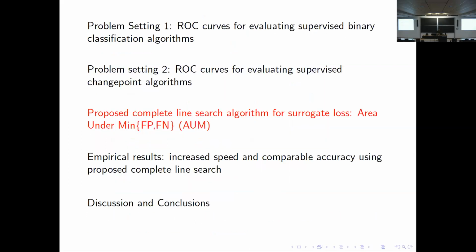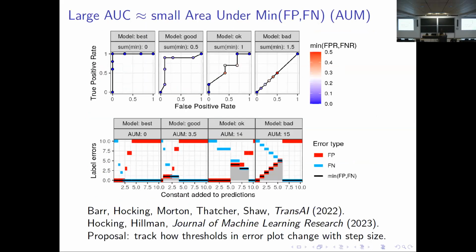So next, we propose to do this complete line search algorithm for this new surrogate loss, the area under the min of FP and FN, which we call the AUM. We've seen this first figure before. We noticed before that a large AUC is correlated with a small value for the area under the minimum of FP and FN, or the AUM. And again, we can see that in this figure.